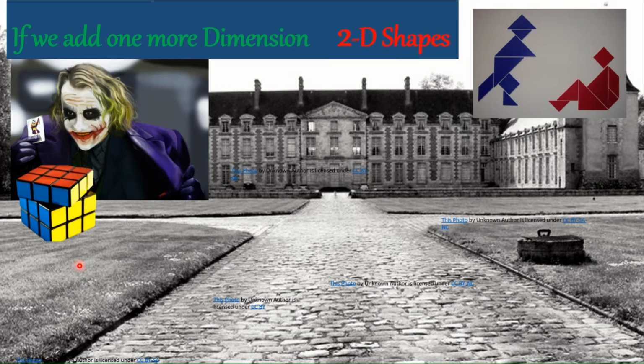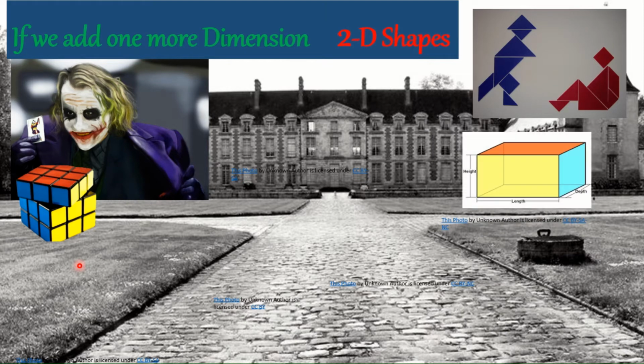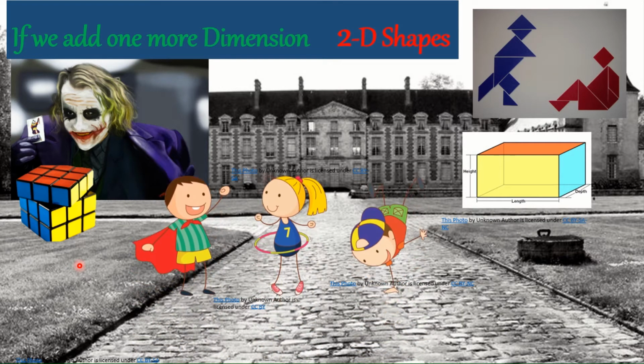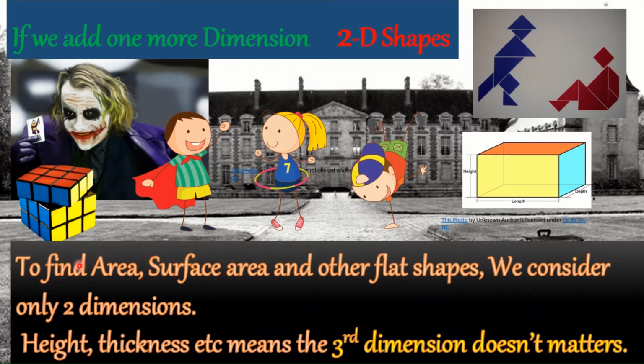So many things are there, 2D, 3D. Solid figures are also there, but we measure their area in two dimensions only. You can see these figures. To find the area, surface area and other flat surfaces, we consider only two dimensions. That means height and thickness, etc., we don't consider, only length and breadth. The third dimension we don't measure. Okay. So for this cuboid, length is there and breadth is there. We will measure length, breadth.